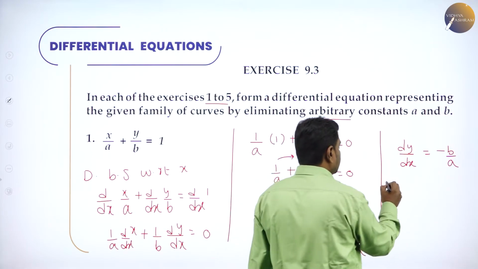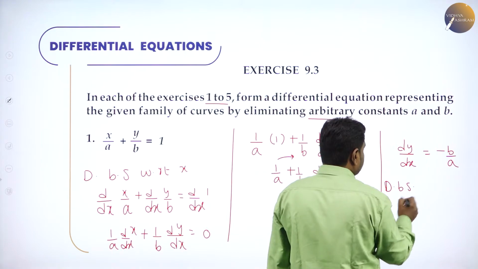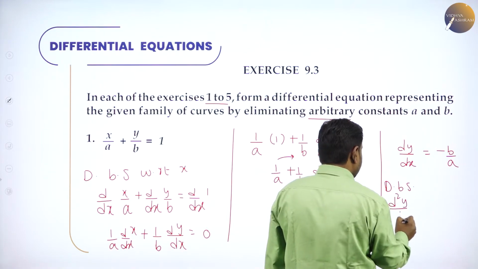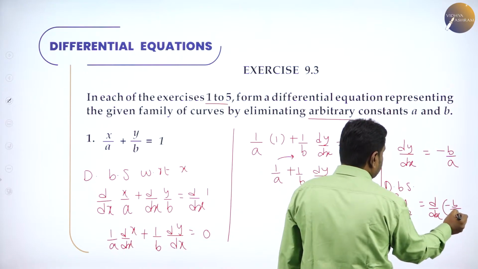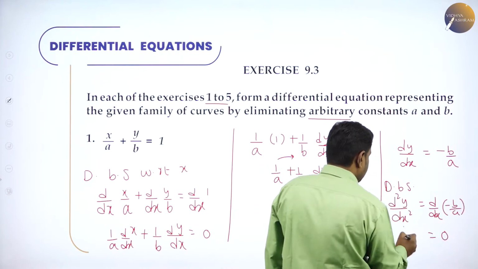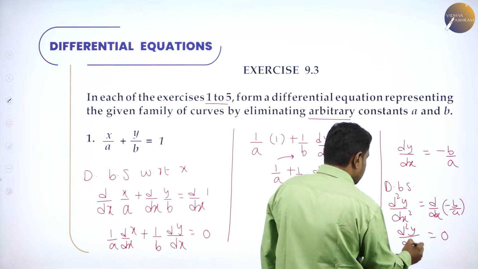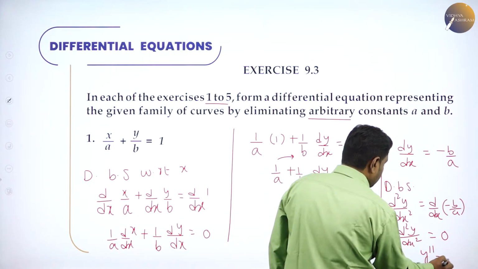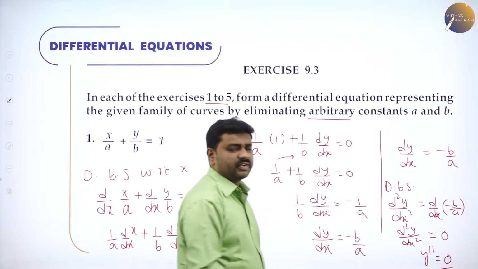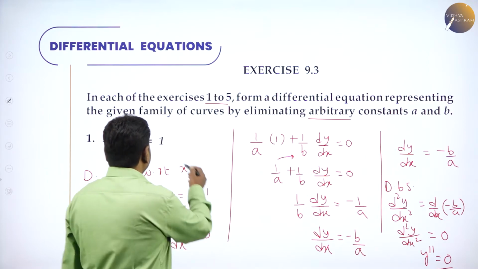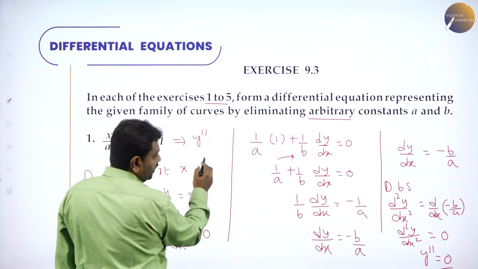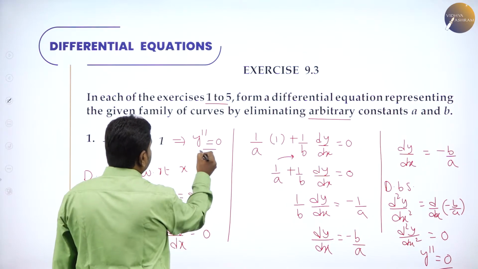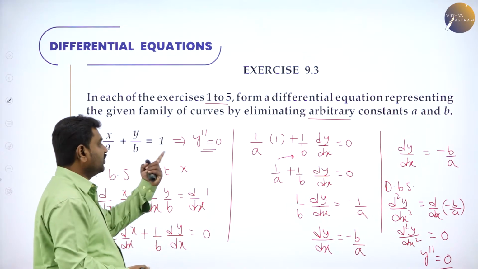So now differentiate both sides. So d square y by dx square is equal to d by dx of minus b by a. Derivative of b by a is 0. So d square y by dx square is 0, or y double dash is 0. So the final differentiation, d square y by dx square, is y double dash. So for this equation, what is the answer? y double dash is equal to 0, meaning d square y by dx square is equal to 0. This is the differential equation.